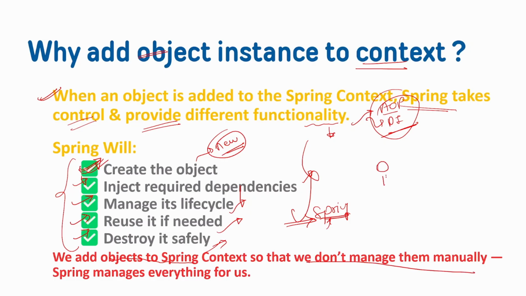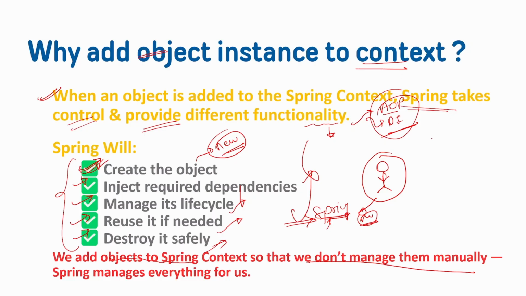Consider, if we don't add the object to the Spring context, then we have to manually manage it and control its life cycle. But once we have added the object to the Spring context, then we don't need to manage its life cycle from the creation to the destruction. All things are managed by Spring itself.